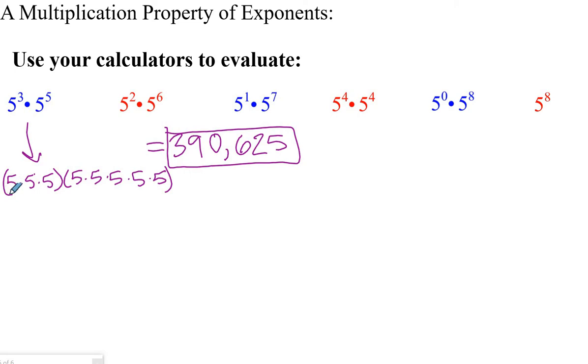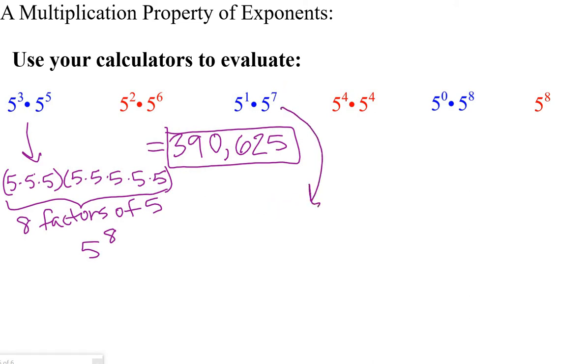And if I count these up, here's 3 factors of 5 right here. Here's 5 factors of 5. In total, how many factors of 5 do I have? If we count these, it looks like we have 8 factors of 5. So I could also have written 5 cubed times 5 to the 5th as 5 to the 8th power, which is 390,625.